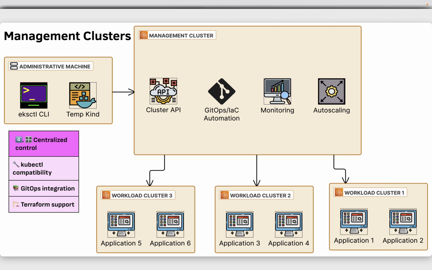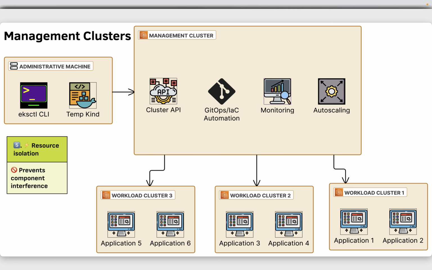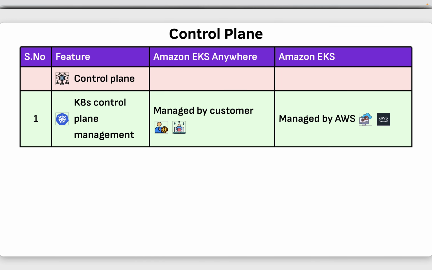Centralized cluster management is achieved through Kubernetes compatible tools including kubectl, GitOps workflows, and Terraform integration, providing unified control mechanisms. The architecture ensures resource isolation between management components and application workloads, preventing operational interference in workload cluster environments. Next, I will talk about control plane.